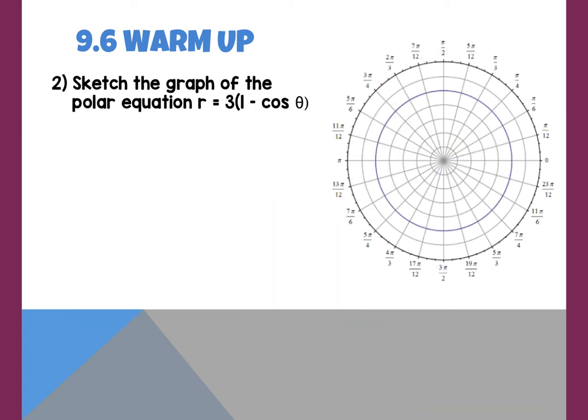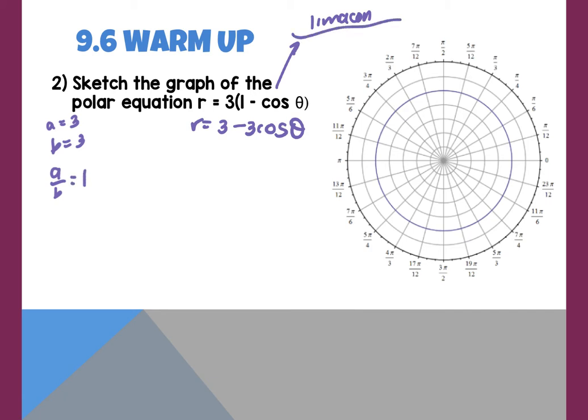All right, second one says, again, same thing, sketch it. So this time you have a choice. You can either distribute at the beginning or distribute after. Either way, you should be able to identify this as what kind of graph? Limaçon, because you have a plus or minus there. So if I make this r equals 3 minus 3 cosine theta, then my a is what? 3. My b is also 3. A over b, which would be 1, is what kind of limaçon? A heart-shaped or a cardioid.